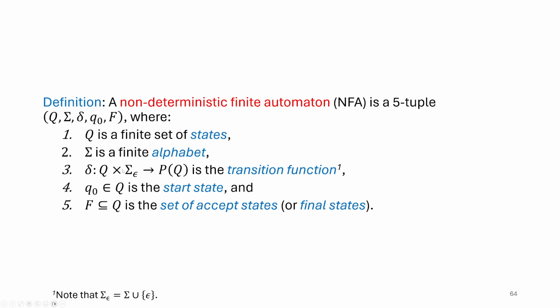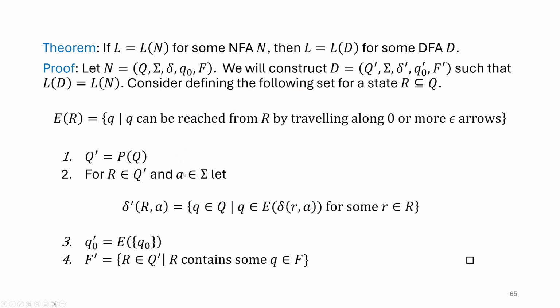So this definition doesn't change much other than re-specifying delta, our transition function, to be more permissive, allowing more types of transitions, epsilon transitions, and then 0 or more transitions for any one particular state-character pair. All right, let's take a look here.